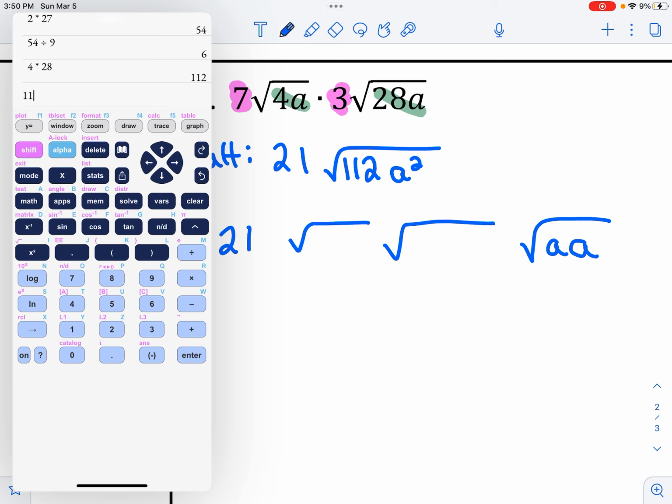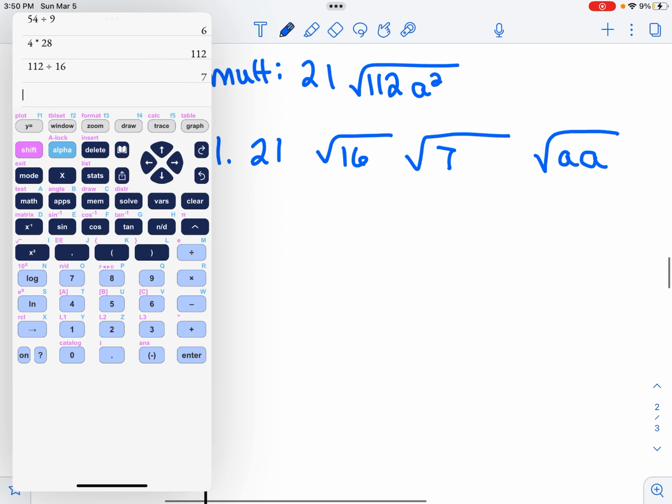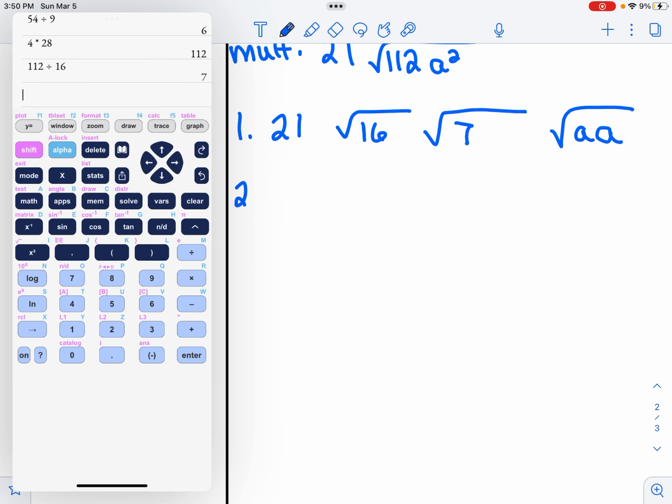So 112, I know it divides by 16 when you make your way through your list, if you trust me. You would get 16 and 7, and that should be something that hopefully we don't struggle with anymore. That's kind of back to basics from 5 lessons ago, and we've been repeating that.